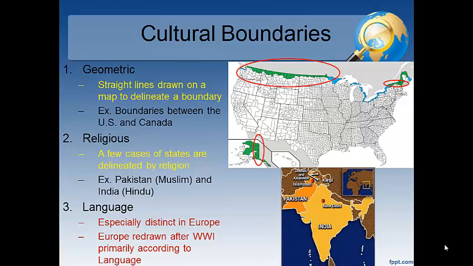Second, cultural boundaries, religious. And these are only in a few cases throughout the world, but the best example I can give, which I've given before when we talked about religion, is that Pakistan and India were split up by Great Britain because Pakistan is majority Muslim and India is majority Hindu. And our third cultural boundary is language, and this is most distinct in Europe. After World War I, the primary reason for redrawing many different states/countries within Europe was primarily due to language.